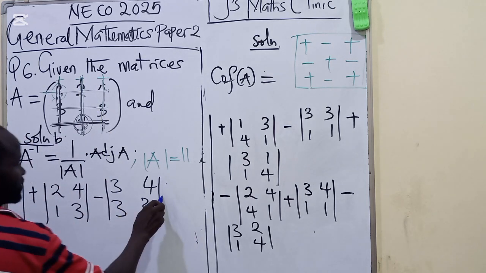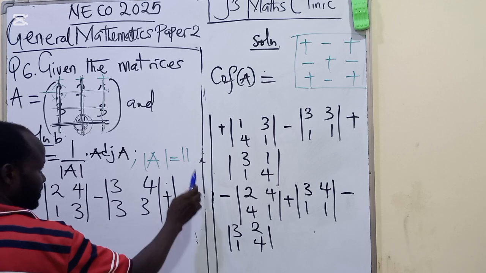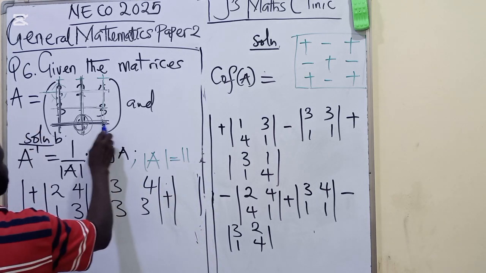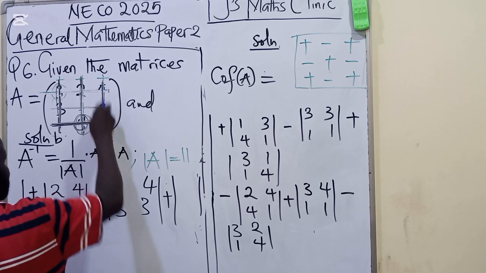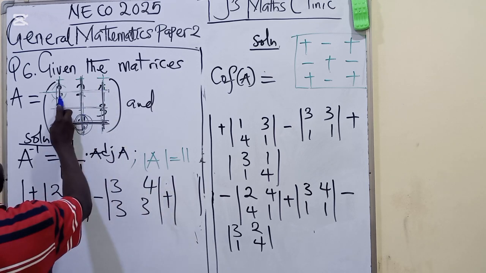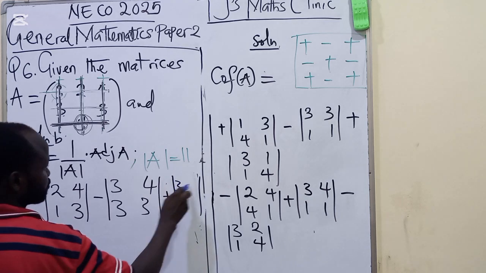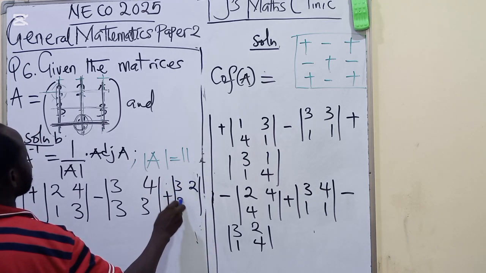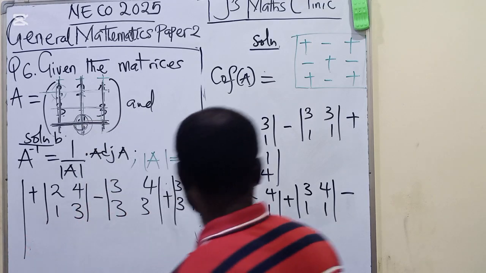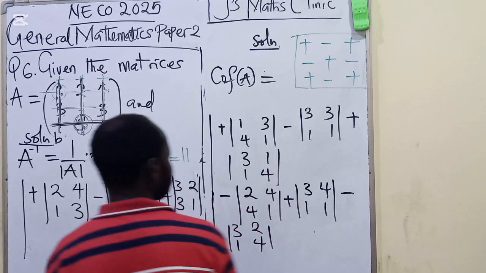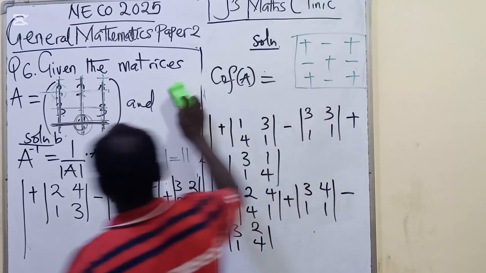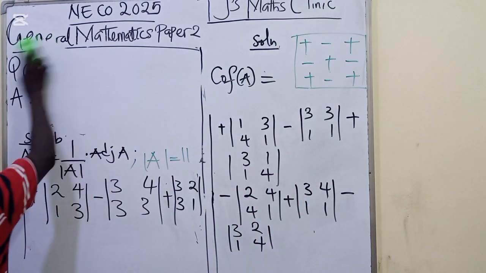The last one now is plus. Then we have something like this. We are at this point. We close this row. We close this column. We have 3, 1, 3, 2. So this is how to find the cofactor. So the next thing for us to do is to find the determinant of this 2 by 2. Permit me to clean here.